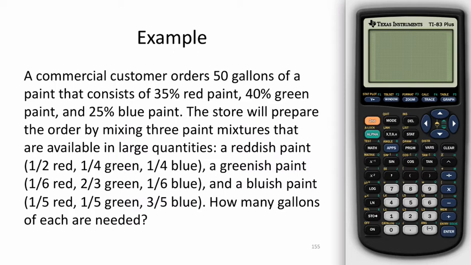So they've got that. And then they have a bluish paint that has more blue than the other 2 colors, 1/5 red, 1/5 green, 3/5 blue. So those are their working mixtures. We want to know how many gallons of each of those mixtures are going to be added together, mixed together to get what the customer wants.